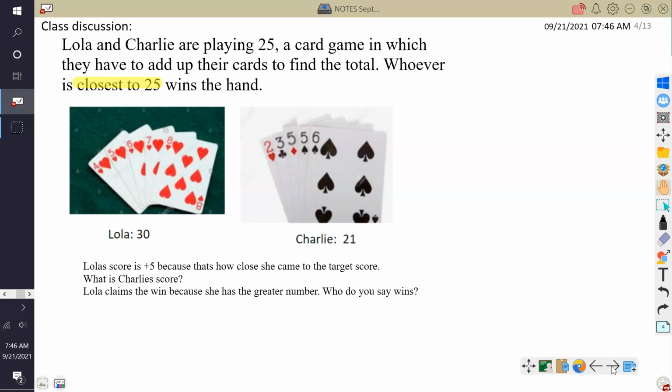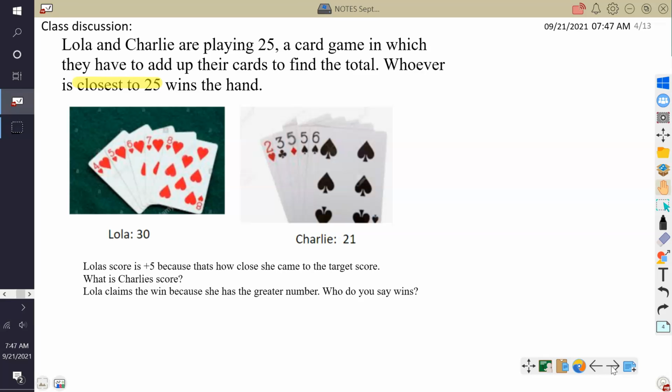So Lola and Charlie are playing 25. It's a card game in which they have to add up their cards. They pick 5 cards, and then they find the total, and they end up with these 5 cards right here. Whoever is closest to 25 wins the hand. So when you score this, you score either a plus, like if you scored 30, you would have a plus 5. Or if your total was 22, you'd say negative 3 because you're 3 under 25. You score yourself by comparing to 25.